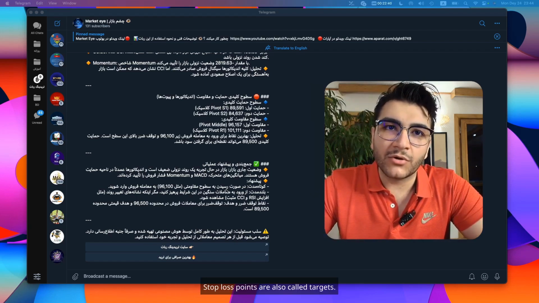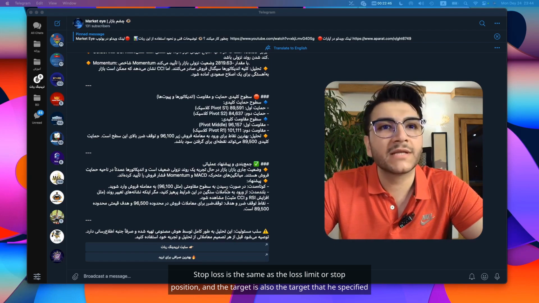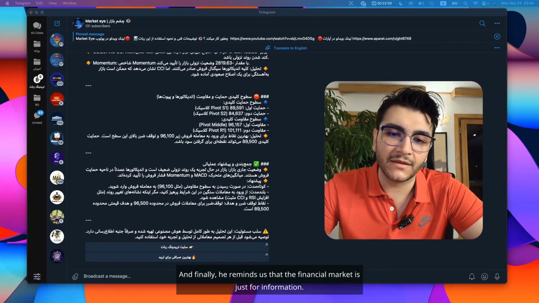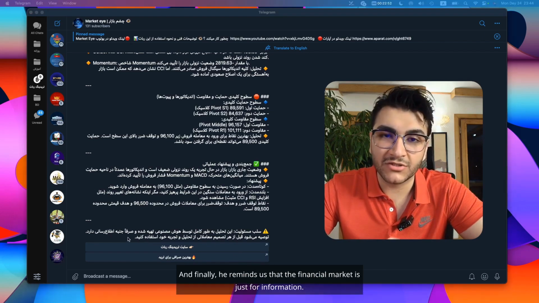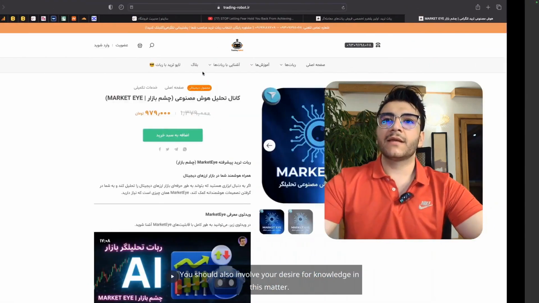Stop loss points are also called targets. Stop loss is the same as the loss limit or stop position, and the target is the target that it specified. And finally, it reminds us that the financial market is just for information. You should also involve your desire for knowledge in this matter.